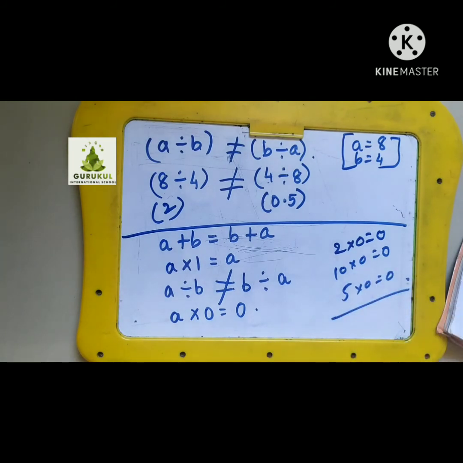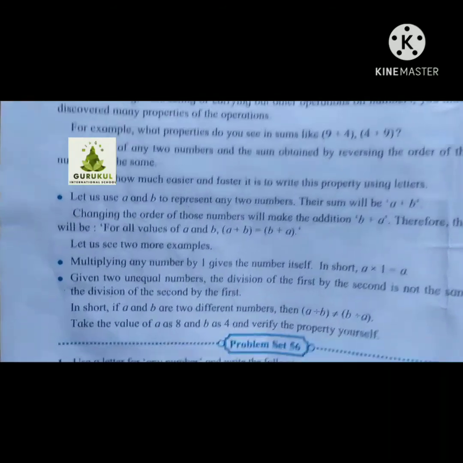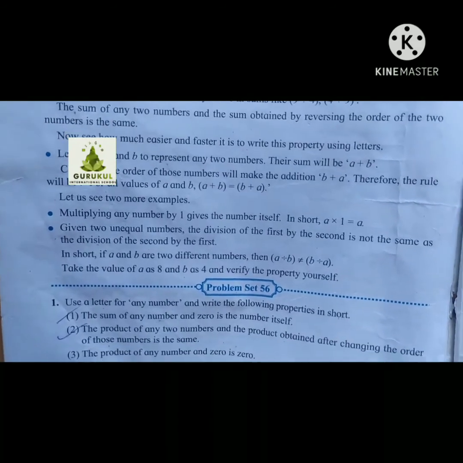So instead of numbers we have used the alphabet, and we come to the properties, that is A plus B is equal to B plus A, A into 1 is equal to A, A divided by B is unequal to B divided by A, and A into 0 is equal to 0. So these are some of the properties in algebra, where you see that numbers are replaced by the alphabets. Okay, so simple.